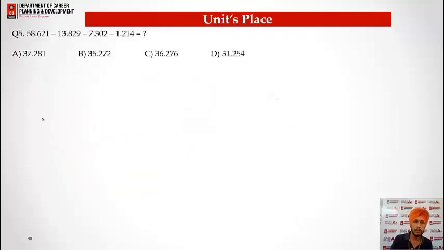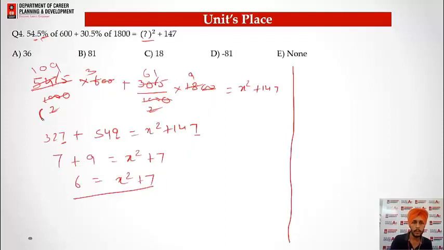So let's check our options. Here we have the first option as 36, or we will take only 6. So let's put 6 in place of x square. So 6 square is 36. Again 6 plus 7 is equal to 13, and the unit place of 13 is 3, but we need 6. So option A will not be our correct answer. Let's check for 81, that is 1.